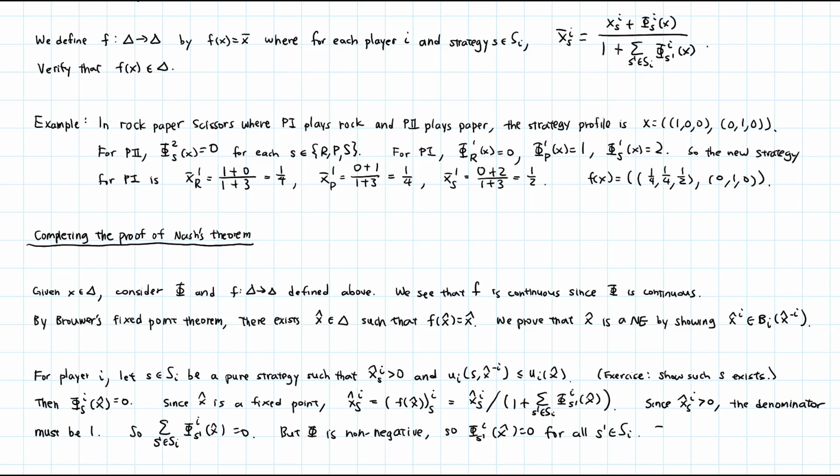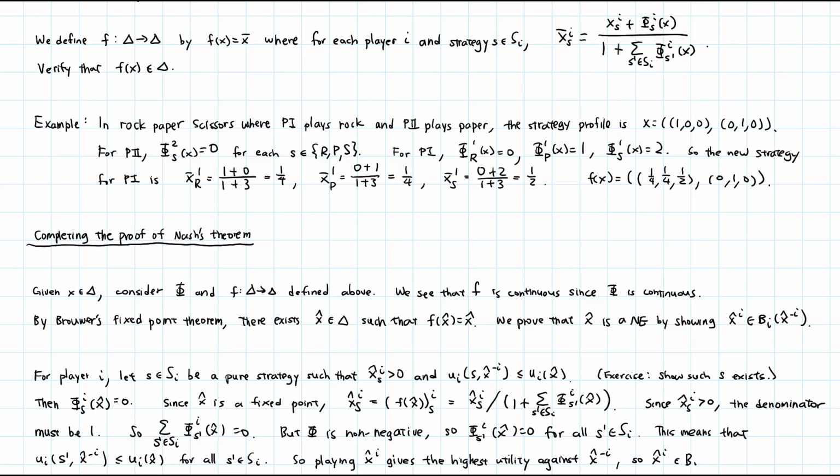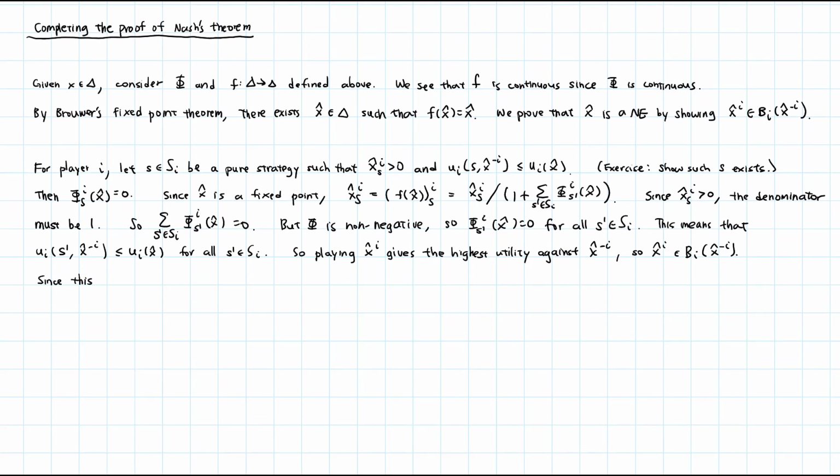In particular, this means that playing any pure strategy for player i does not improve the utility from x hat. So, playing x hat i gives the highest possible utility against x hat minus i. So x hat i must be in the best response against x hat minus i. And since this holds for all players, x hat must be a Nash equilibrium. And that completes our proof of Nash's theorem.